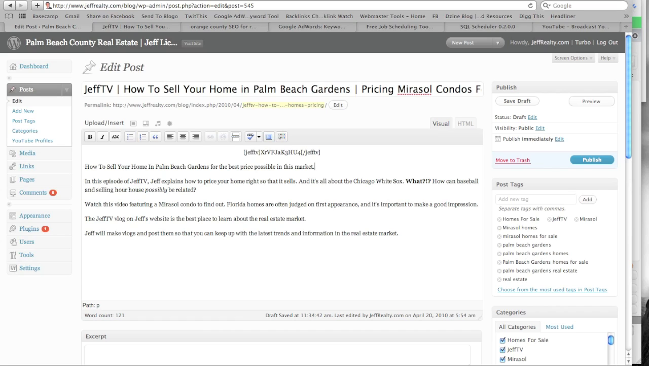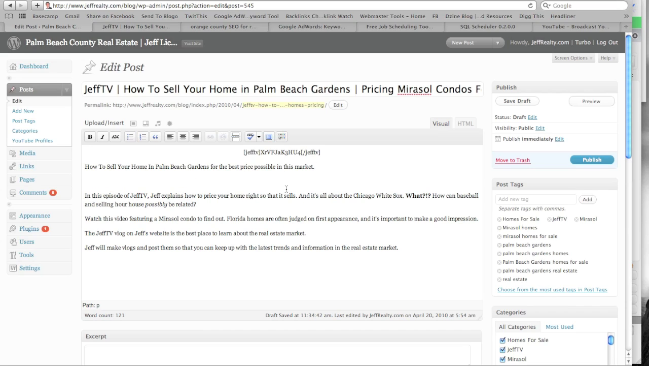So I have a sentence here, and I can do any number of things with this keyword, but I am going to make it this part right here. For now, let's bold it, just so I remember. I'm going to say, sell your home in Palm Beach Gardens. Now I've keyed into this, even though I've got the word how.